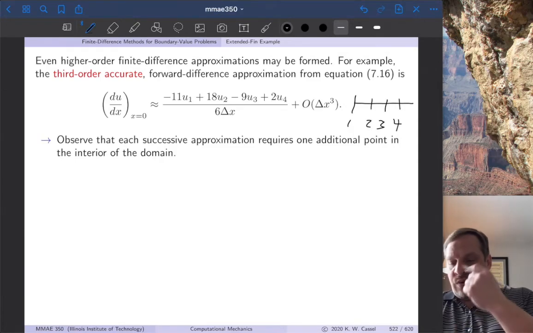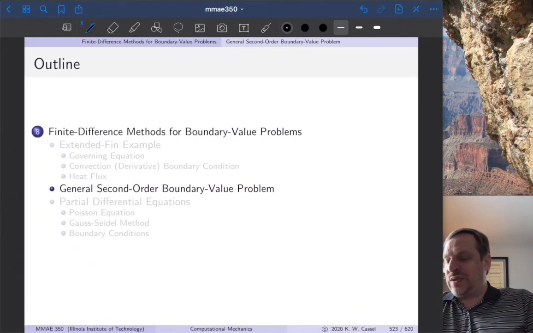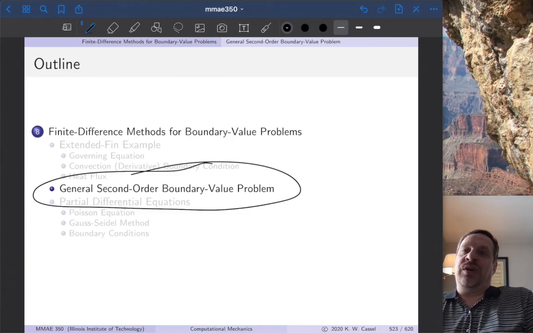Okay, that's it for this short video on the convection boundary condition and heat flux. And now we're going to generalize this to how to look at second order boundary value problems.